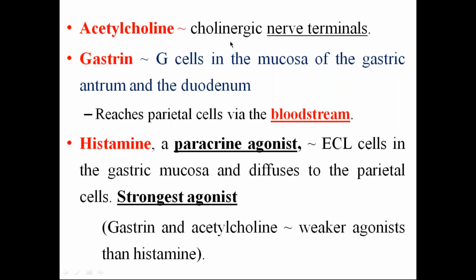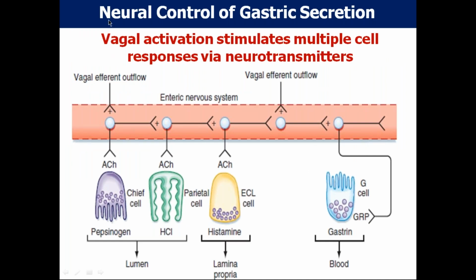So acetylcholine is neural, gastrin would be released into the bloodstream and will reach the parietal cell. So it is acting via the endocrine mechanism, and histamine is a paracrine, acting via the paracrine mechanism. Again, important MCQ, the strongest agonist is histamine for gastric acid secretion. So this is showing you that in the regulation of gastric acid secretion there are three mechanisms: neural, endocrine, and paracrine.